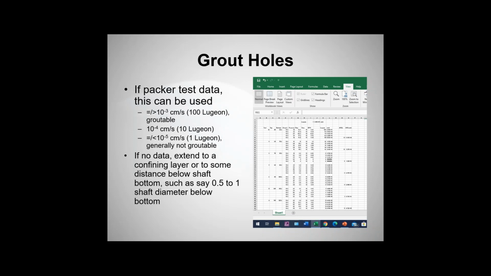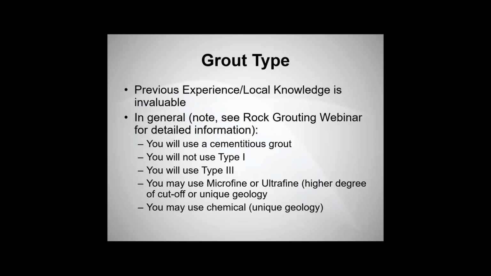But you only need to extend your grout curtain to these depths. If you don't have data, or if you have a situation where you need to grout the entire shaft length, then typically you're going to go somewhere between, say, 1/2 to 1 shaft diameter below the shaft bottom, to get far enough down to cut off any water that may be coming up from the bottom of the shaft. Or if you have a shallower or a known confining layer, then you may be looking at that layer. So that kind of runs through just the thoughts on the grout holes.